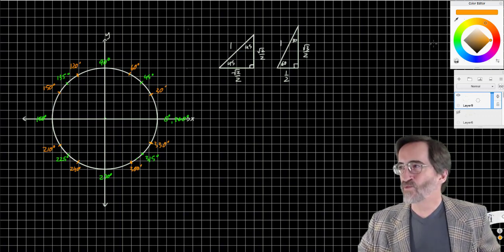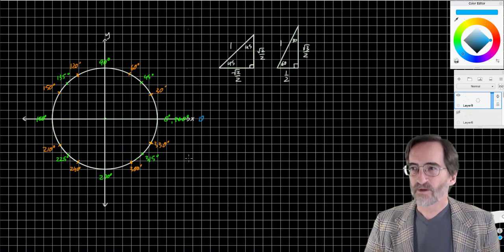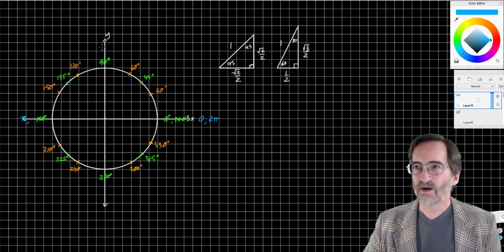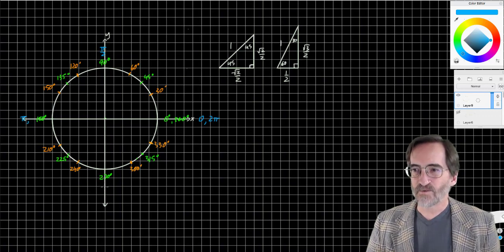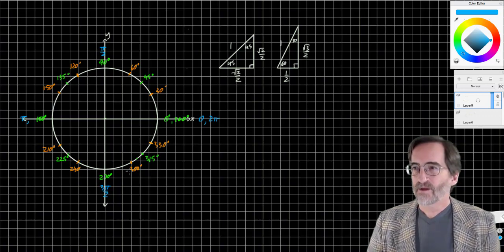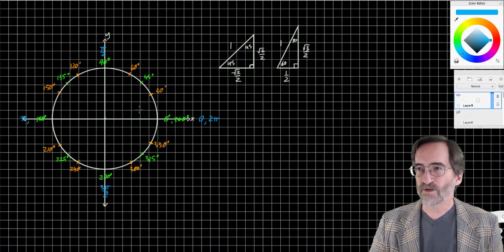Now let's go to radians. 0 radians corresponds with 2 pi radians. 2 pi is all the way around. Half of 2 pi is 1 pi. So pi radians. Half of pi is pi over 2. Pi plus pi over 2 is pi over 2 plus 2 pi over 2, or 3 pi over 2. All right, that gives us all our half pi's, or 90-degree correspondings.